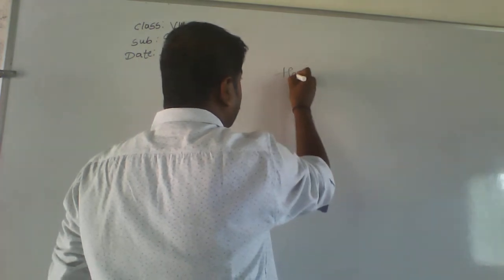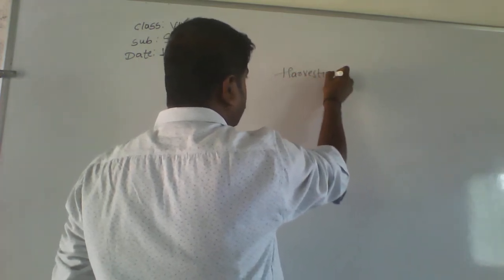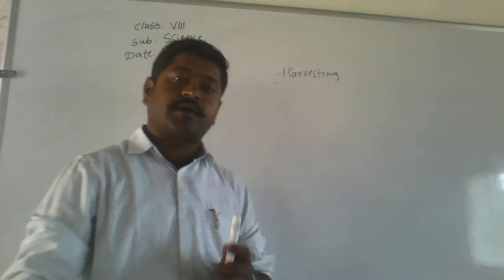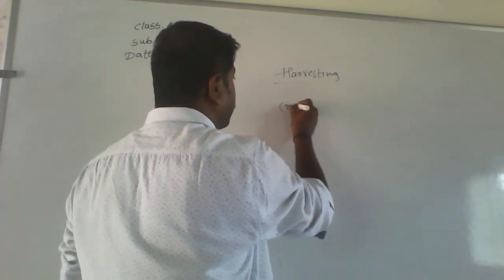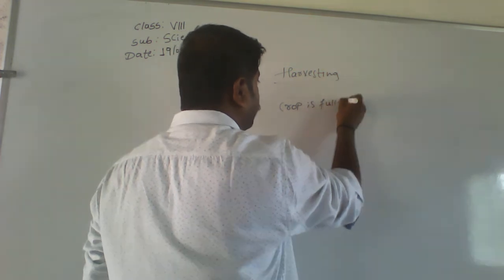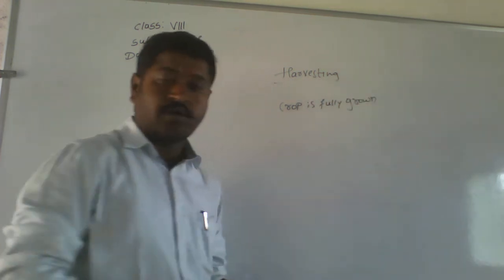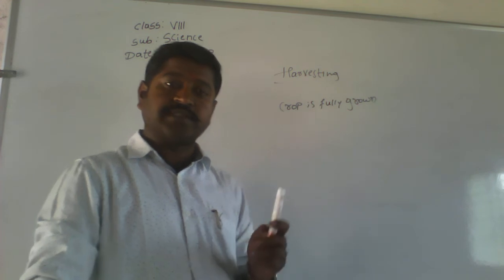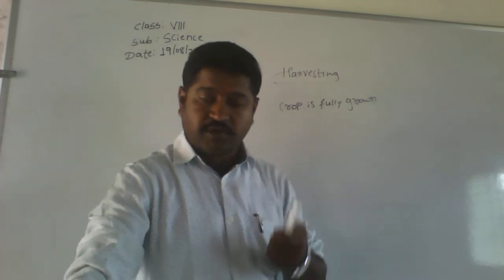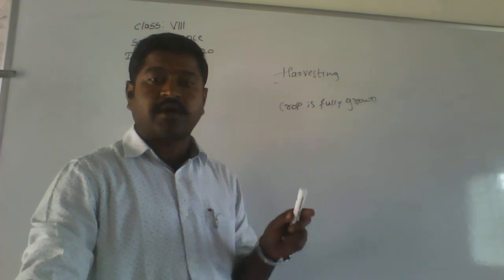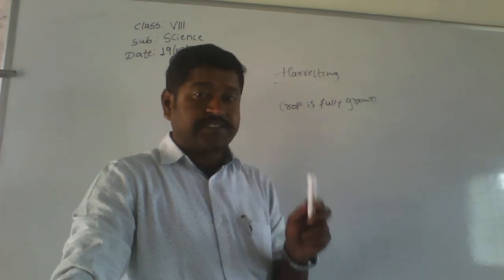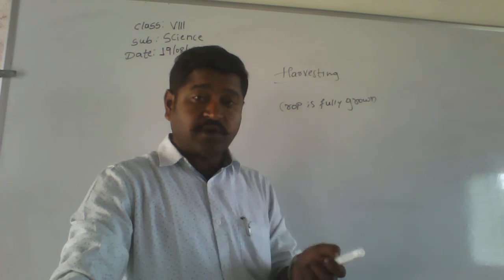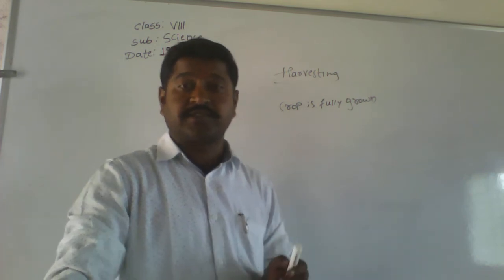Then the next is harvesting. What is actually harvesting? When a crop is fully grown, what will we do? We will cut it. Is this clear? Once the crop is fully grown, the next step is to cut that crop. Only the crops which have fully grown have to be harvested.